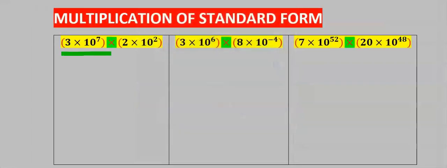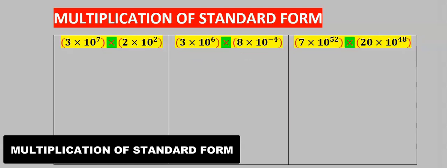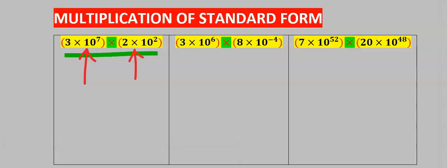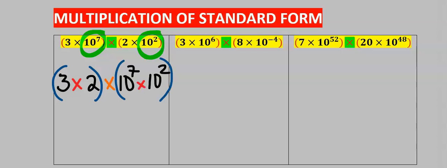Next, let's consider each of these questions. Here, we're going to multiply these 2 standard forms. The numbers will multiply, and the tens will equally multiply. Next, 3 times 2, and we're going to have 6.